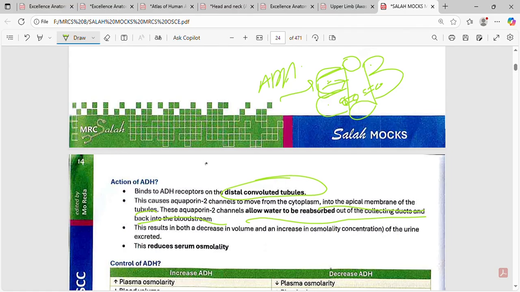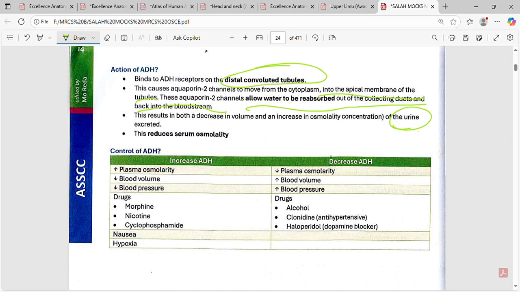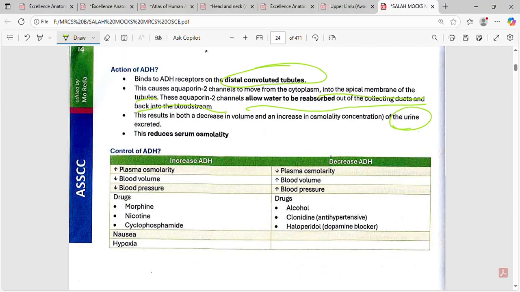This results in both a decrease in volume and an increase in osmolarity concentration of the urine. So urine volume will be decreased, and concentration of the urine will go up. Volume of the body will increase, but volume of the urine will be decreased. This reduces serum osmolarity as well. If you are adding free water again and again, this will decrease serum osmolarity.